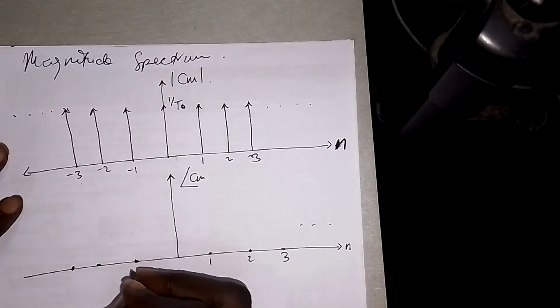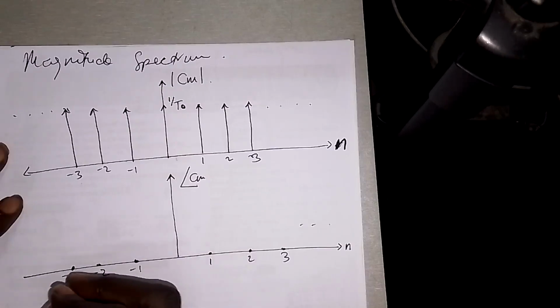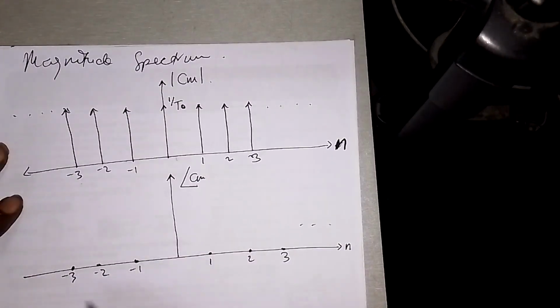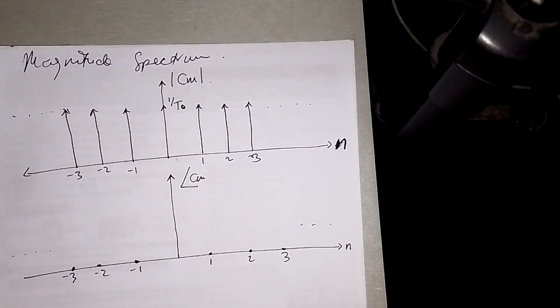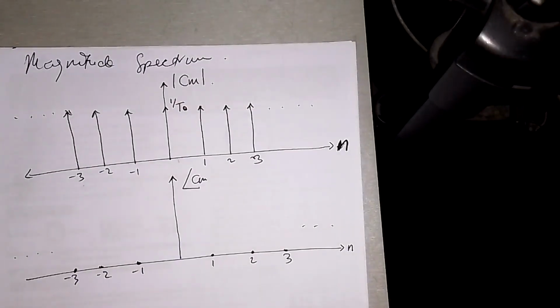It's 0 because it has only a real part, it has no imaginary part, and it goes on and on. Alright, so this is how you can simply solve this question.